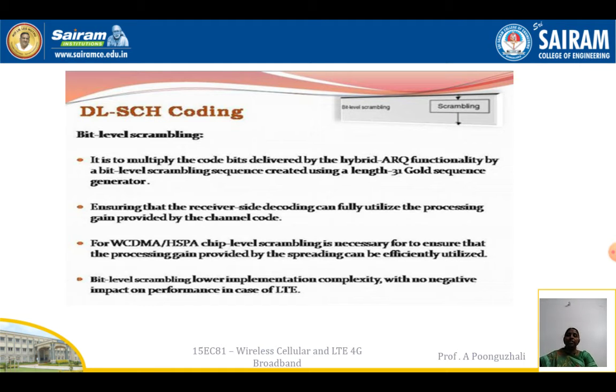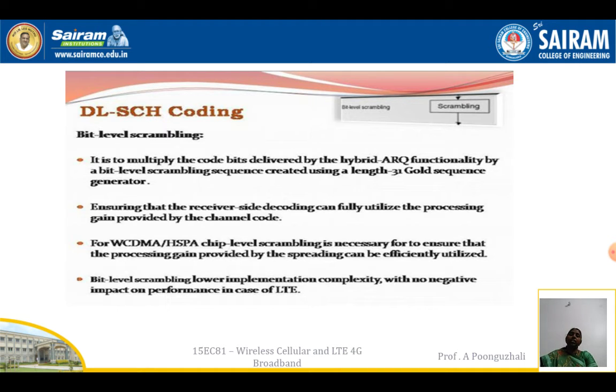Bit level scrambling multiplies the code bits delivered by the hybrid ARQ functionality by a bit level scrambling sequence. From the rate matching block and the hybrid ARQ block, we get the code bits, and these code bits are multiplied by the bit level scrambling sequence, which is created using a length 31 Gold sequence generator. The bits are scrambled and then sent to the receiver side, so the receiver side decoding can fully utilize the processing gain provided by the channel code.